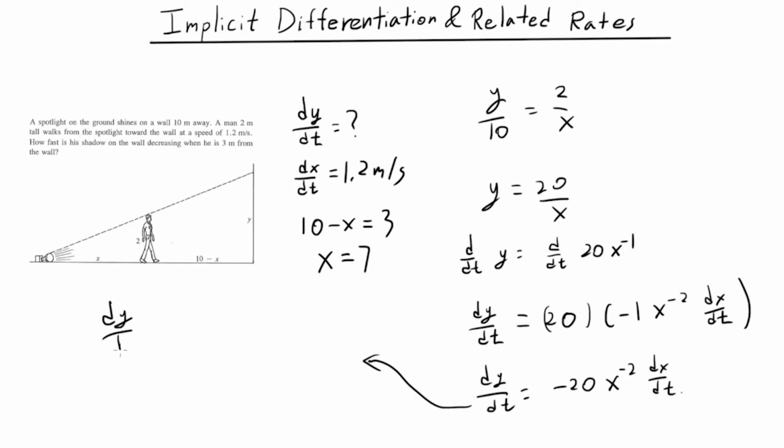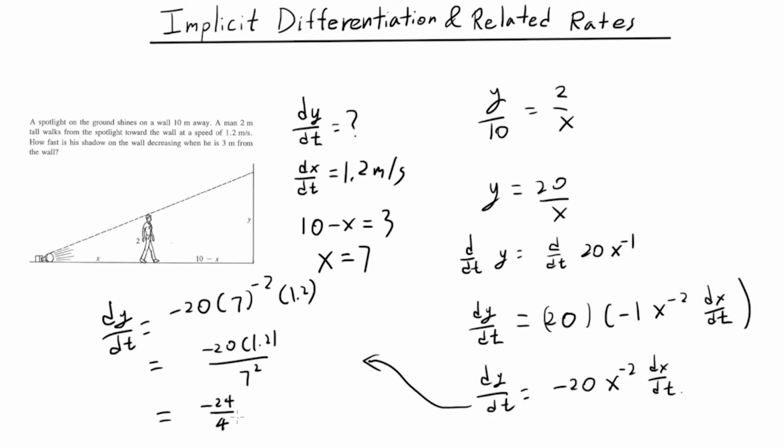So if we calculate this, our dy over dt will be simply negative 20, and x is 7 to the power of negative 2, times dx over dt, which is going to be 1.2. So if we see that, negative 20 times 1.2 all over 7 squared, and 20% of 20 is going to be 4, so it's going to be negative 24 over 49, and that's going to be my answer.